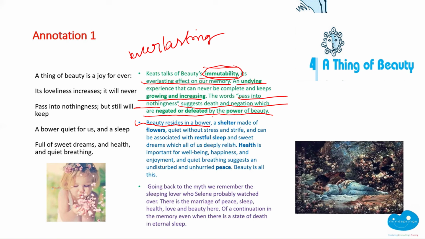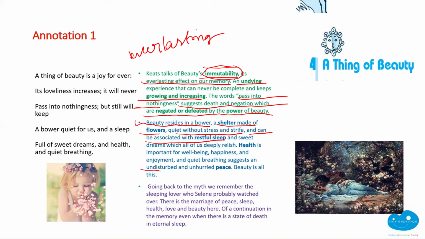That's a bower, lots of flowers around us. Shelter made of flowers, quiet without stress, strife, and can be associated with restful sleep. Health is very important. If we have a lot of money, you don't have any health, what is the use? So you need health. You have a lot of money and you can't sleep at night, again you are not very happy. So all of these things, if you ask some people what they want the most, they will tell you we want peace.